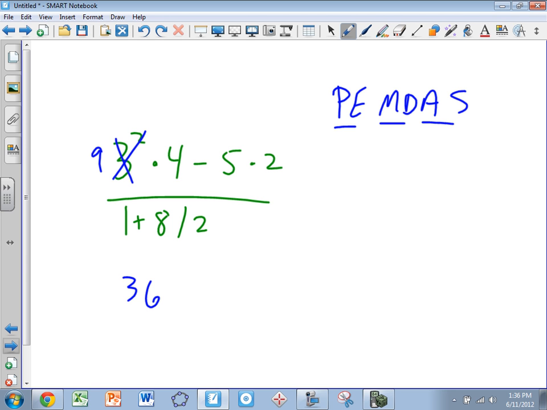What do I got? 10. On the bottom, I see addition. Let it go. We're not there yet. We're still on multiplication and division. Then what do I see? 4. Good. So at this point, now you can go into addition and subtraction.